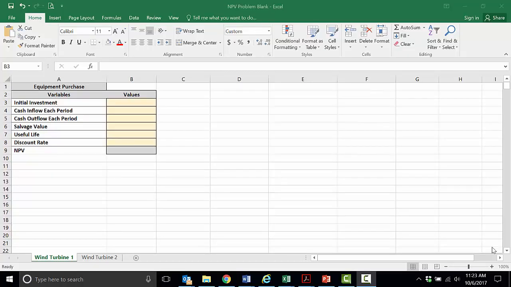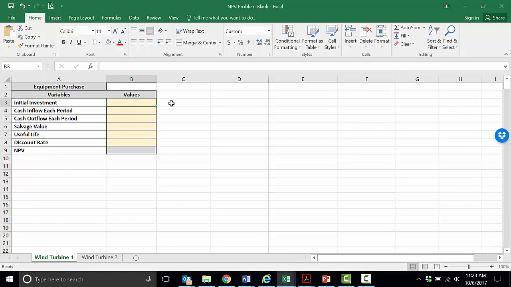This problem is going to be very similar to the present value problems we did in video 3. Except in this problem, we have both cash inflows and outflows. We also have an initial investment, which is a cash outflow. So we need to consider how those impact this problem.